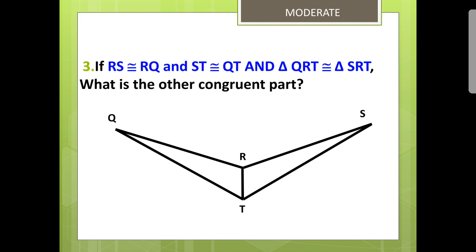Next question. For moderate, if side RS congruent to side RQ and side ST is congruent to side QT and triangle QRT is congruent to triangle SRT, what is the other congruent part? Okay. So the answer is side RT or side TR.